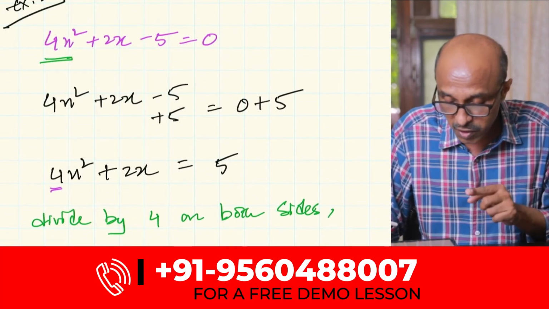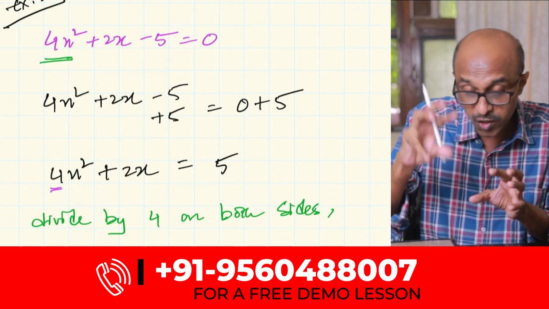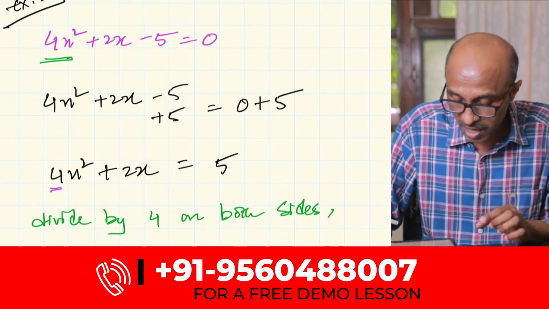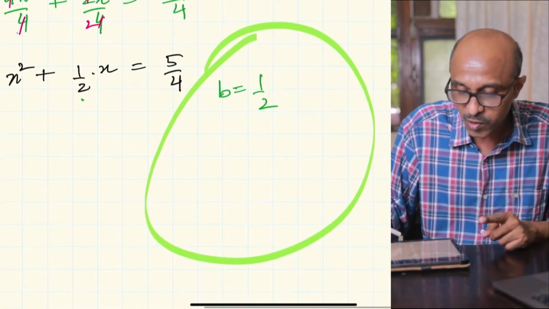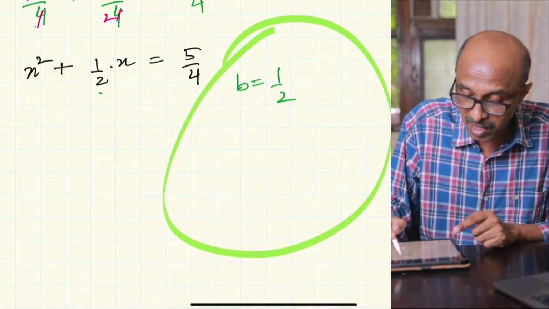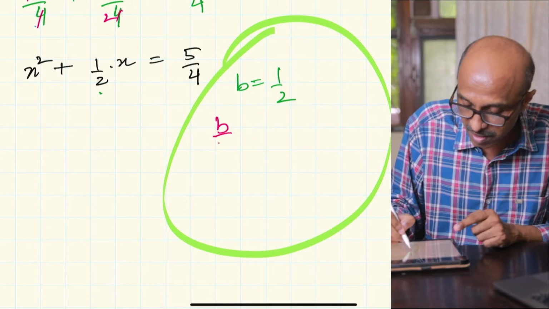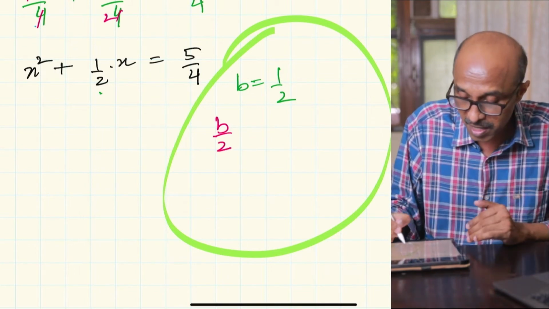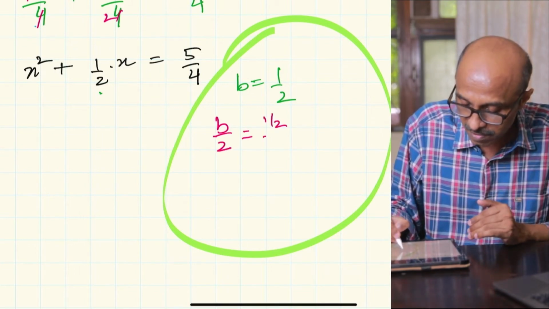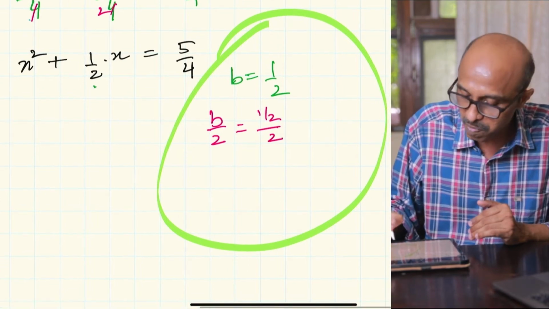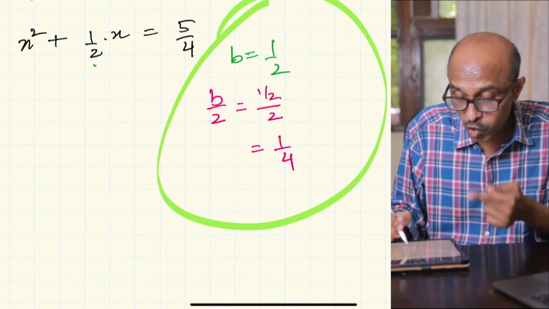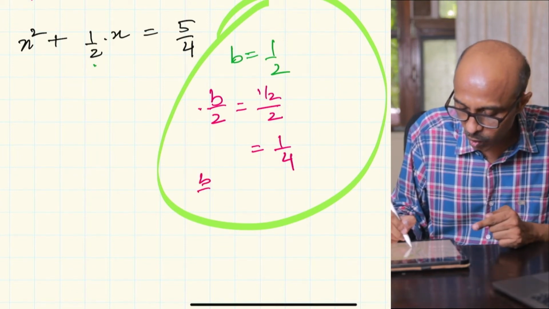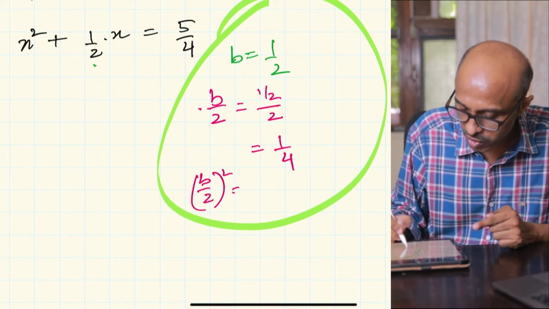So after you've done the first two steps, the first step being isolate the c term and bring it to one side of the equation, and then divide by a on both sides of the equation, after that, you identify your b, and your b would be 1 by 2. The thing to do after that is make it b by 2. Find the half of it. Be careful here. If b is half, half divided by 2 would be 1 by 4. And then you find the square of b by 2, so b over 2 the whole square, and that can be written as 1 over 4 the whole square.